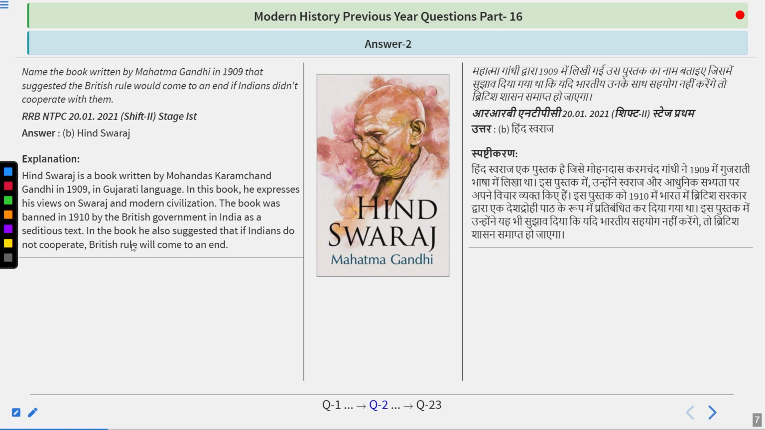If we talk about Swaraj, the term Swaraj was coined during the Calcutta session of 1906, when Dadabhai Naoroji was the president of Congress, and after that, Purna Swaraj was demanded in the 1929 Lahore session.